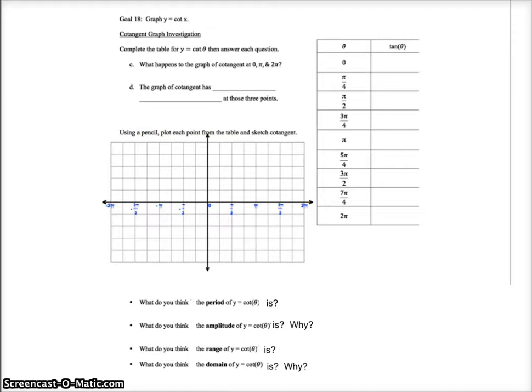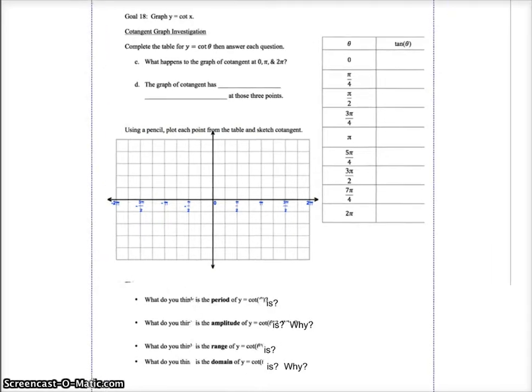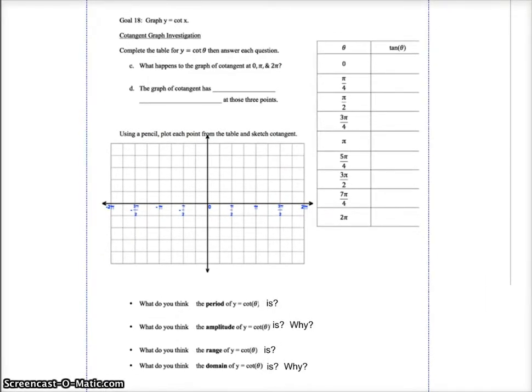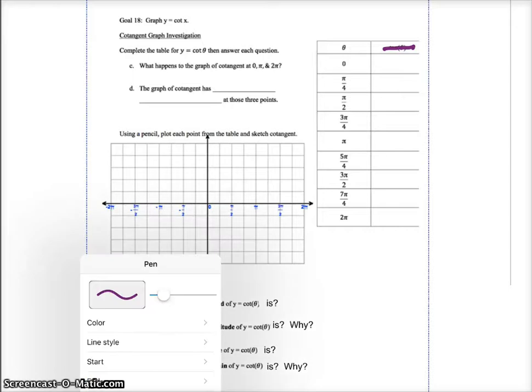The first thing I would like for you to do is go over to your table and fix the typo that I made. Change tan of theta to cotangent of theta. So go ahead and mark through that and change that to cotangent.